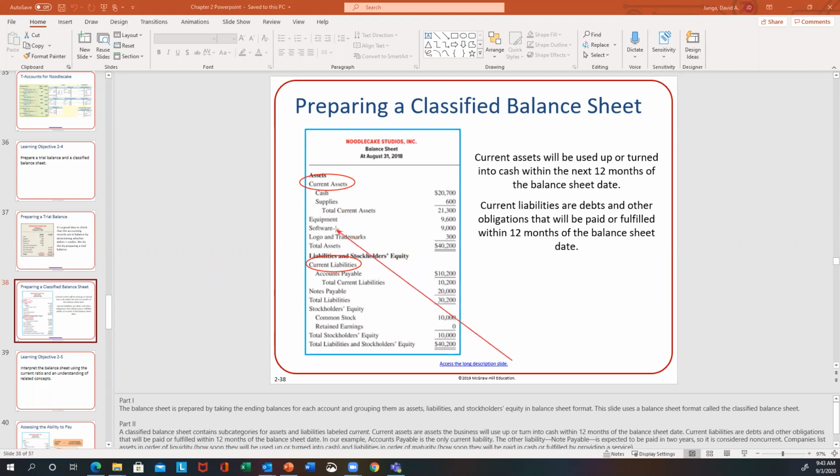So notice equipment, software, logo, those are lasting more than a year, so they are put in a different category outside of current. Same thing with your current liabilities: accounts payable, short term, that's due soon. Everything else is long term. And then of course you've got your equity, which doesn't change. Common stock and retained earnings are your two components of equity.